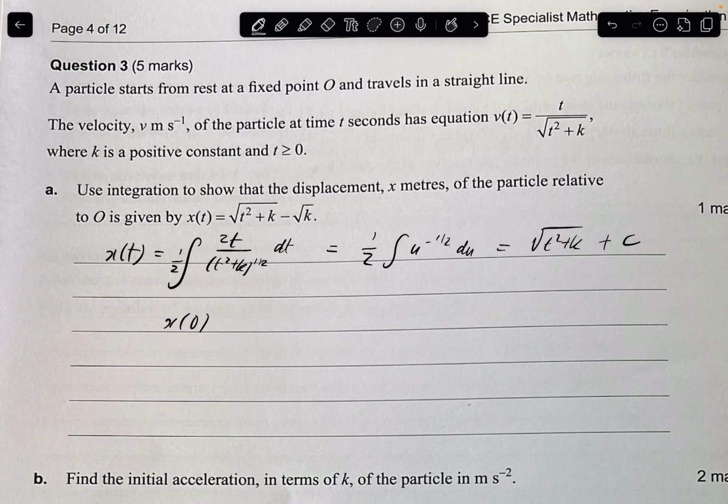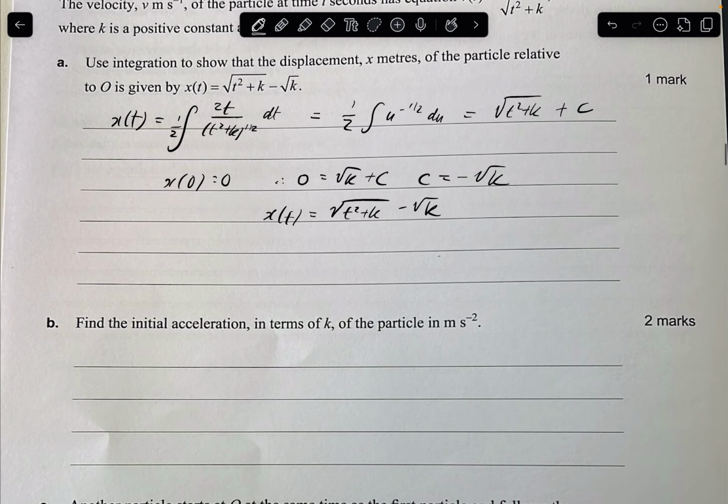x of 0 is 0 because it starts at O. Therefore, 0 is equal to root k plus c. c is equal to negative root k. And then you can say that x of t is equal to root (t squared plus k) minus root k. That could have been 2 marks.